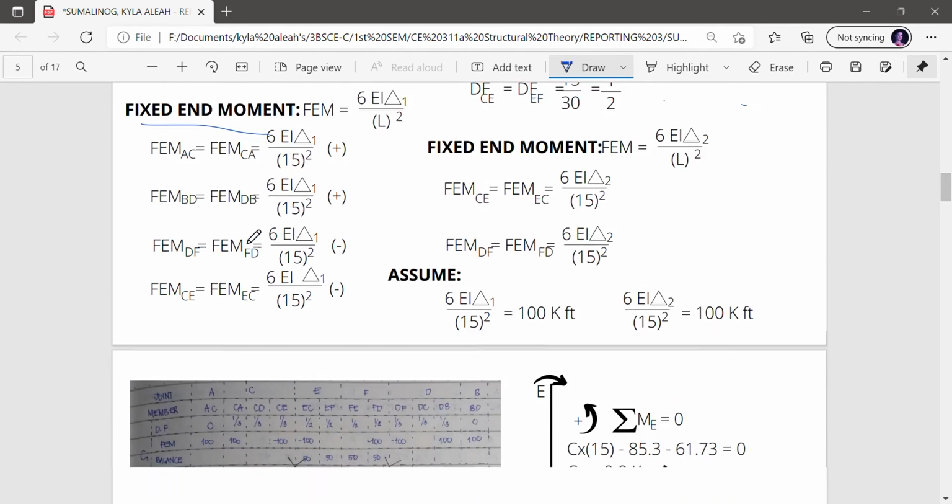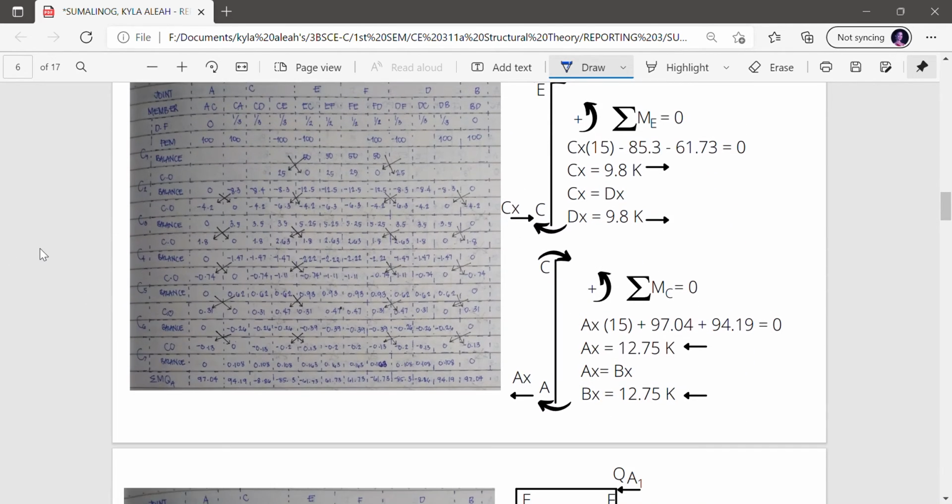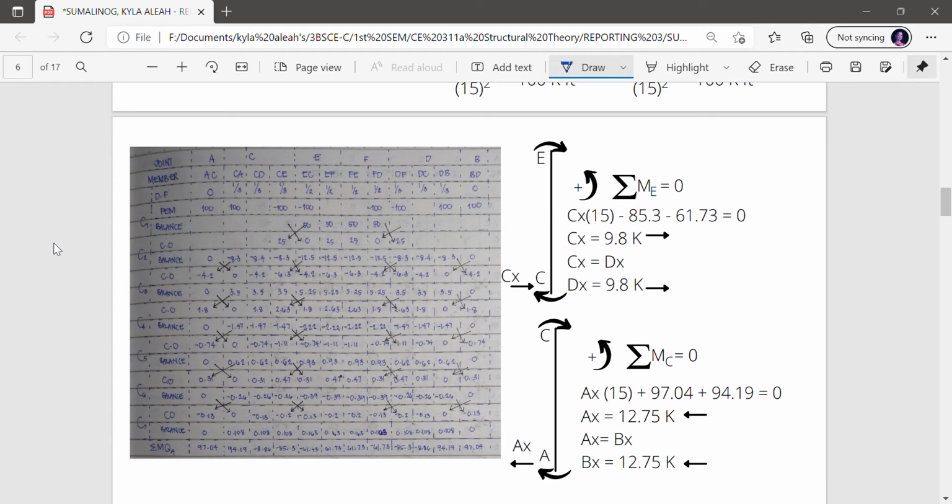Now let us go here on the table. What we did in this table is we just put all the values and we use the formulas. So we have the joints A, C, E, F, D, and B. And we have a member on each. On joint A is AC, on C is CA, CD, and CE. On E is EC and EF. On F, it is FE, FD, DF. On D, it's DC and DB. And on B is BD.